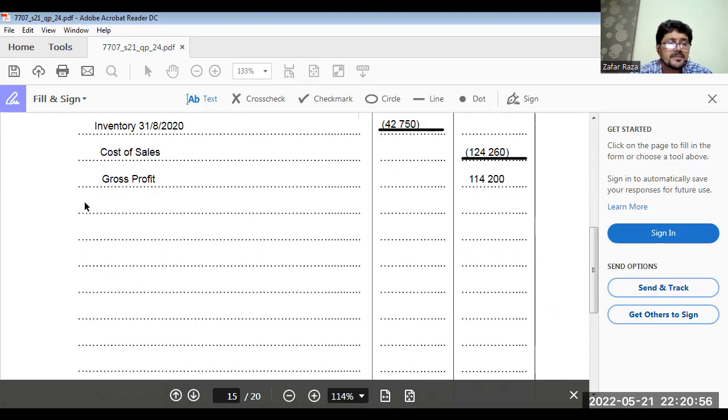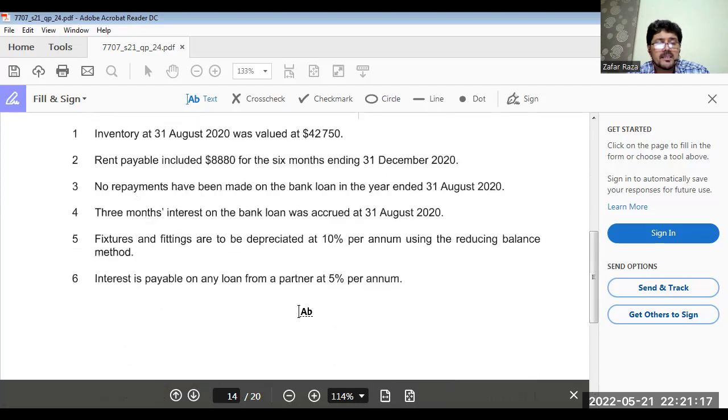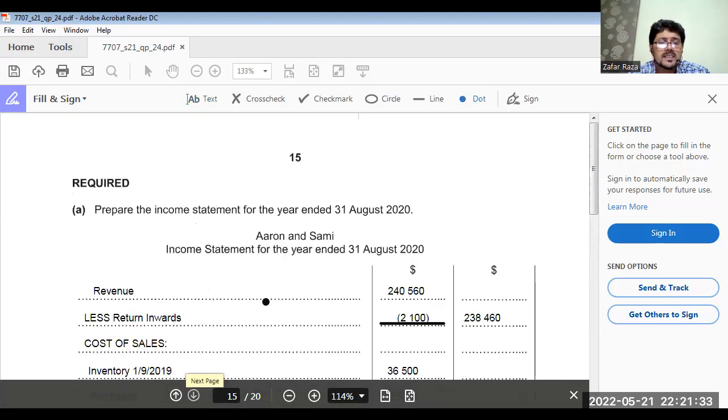Now heading expenses. What are the different types of expenses available to us? We have to look for the expenses. Administrative expenses 61,040.